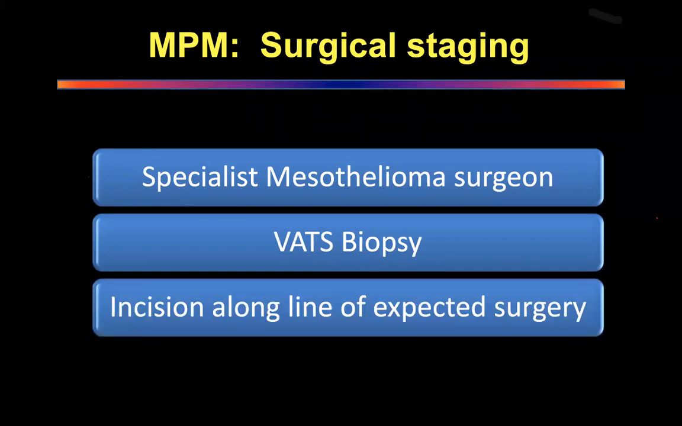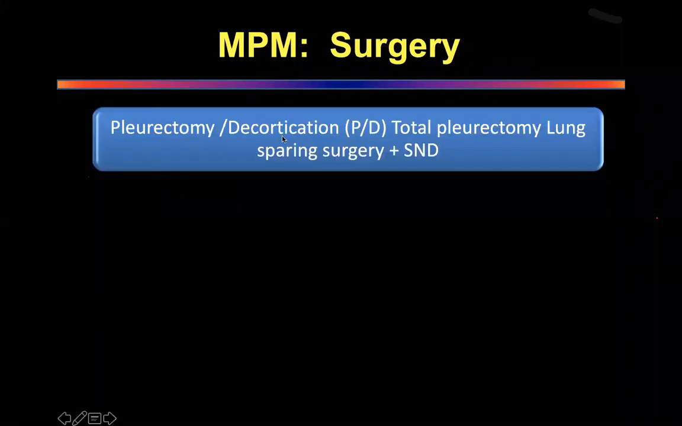But when you do the VATS incision for the biopsy, make sure you take an incision along the expected thoracotomy line. The final surgery is not done by VATS; it's done by an open thoracotomy. So try to keep your VATS incision along the line of the thoracotomy that you're going to do the second time. The surgeries available are pleurectomy decortication, which is a total pleurectomy, a lung-sparing surgery, but you must also do nodal dissection. You must sample nodes.